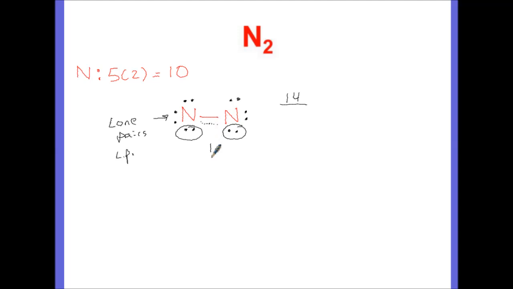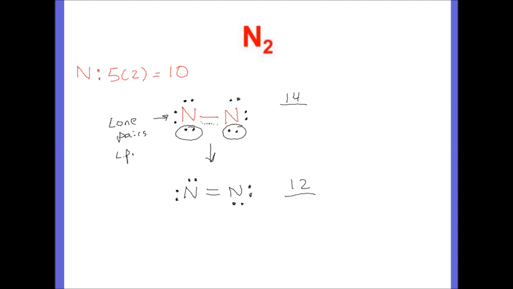So now let's take a look at what we have here. So nitrogen becomes this. So we have a double bonded nitrogen. So we have 4, 5, 6, 7, 8 there. We have 1, 2, 3, 4 on this side. So we have 5, 6, 7, 8. Now when we add these up, 2, 4, 6, 8, 10, 12. Now we have 12 valence electrons.